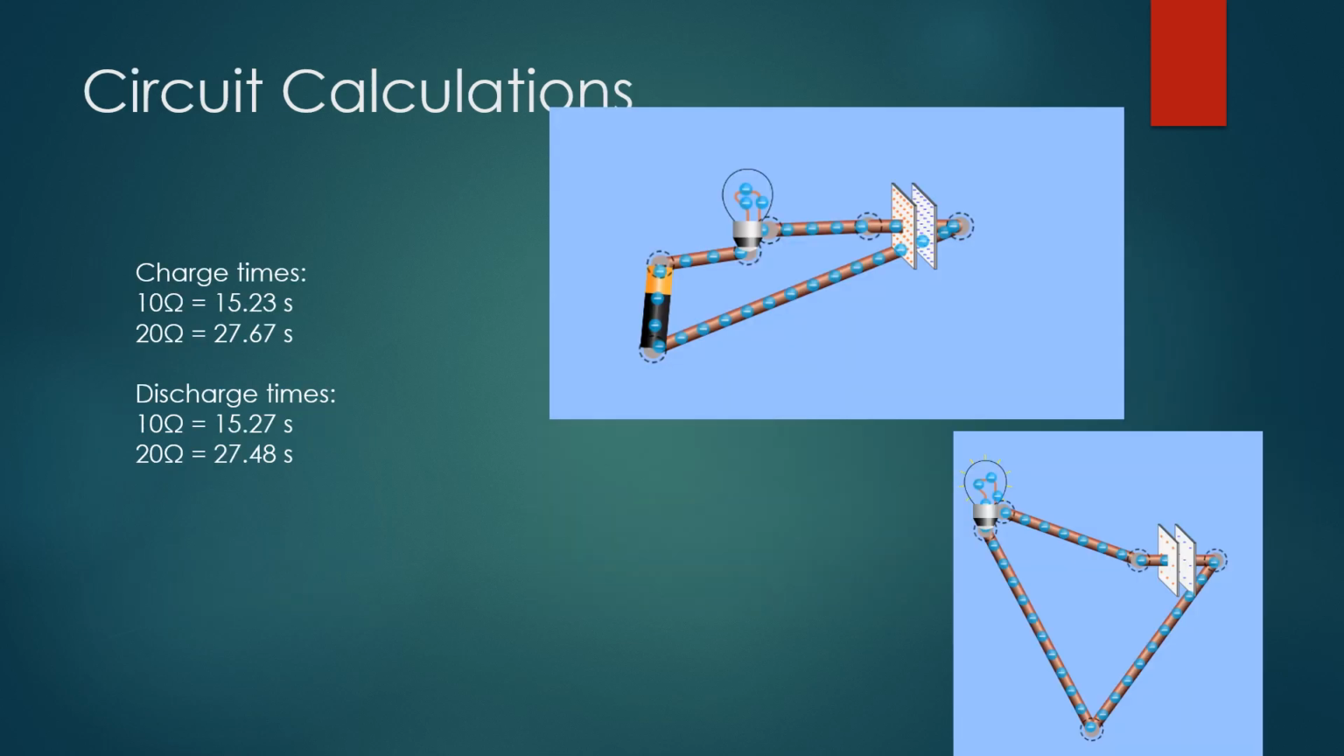These are the charge and discharge times for the capacitor. Whenever a 10 ohm light bulb was used, it was 15.23 seconds to charge and 15.27 seconds to discharge. When a 20 ohm light bulb was used, it was 27.67 seconds to charge and 27.48 seconds to discharge. So for the same ohm light bulb, the charge and discharge times were pretty much the same.